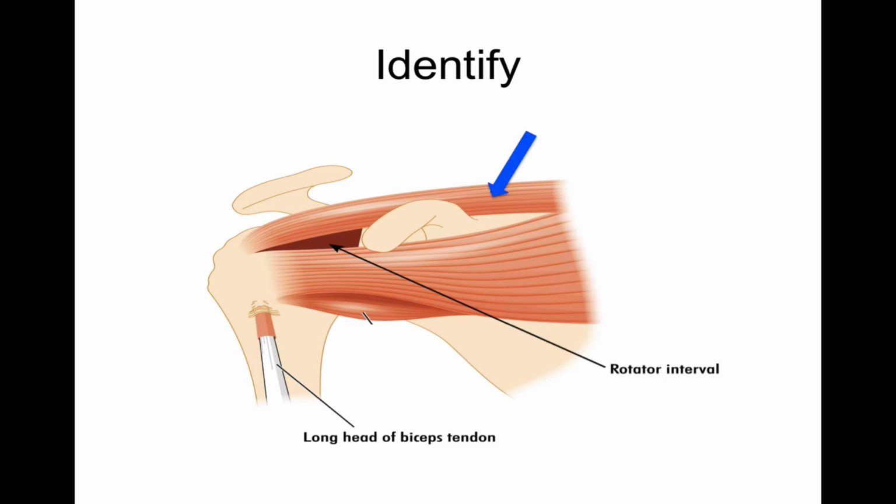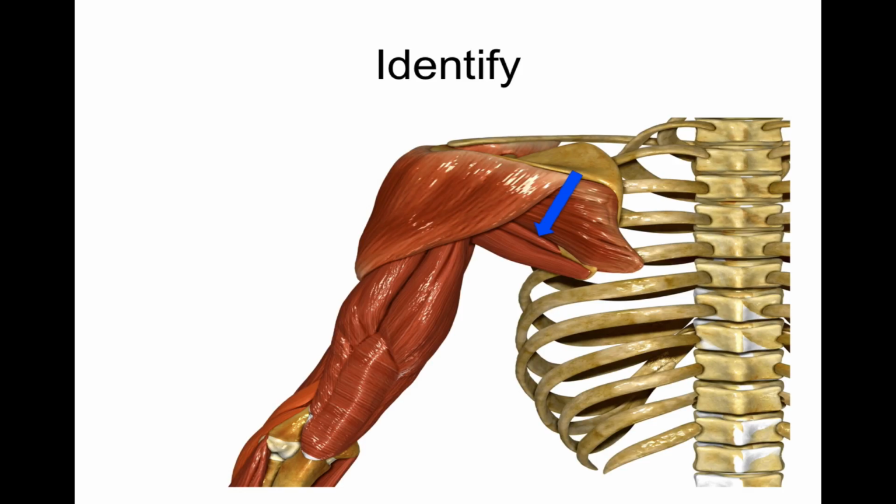Okay, let's identify some of these. Now identify the muscle indicated by the blue arrow. Supraspinatus. So attaches to the supraspinous fossa. Which muscle is that? Teres Minor. One of the rotator cuff muscles as well. And identify this one. Infraspinatus.